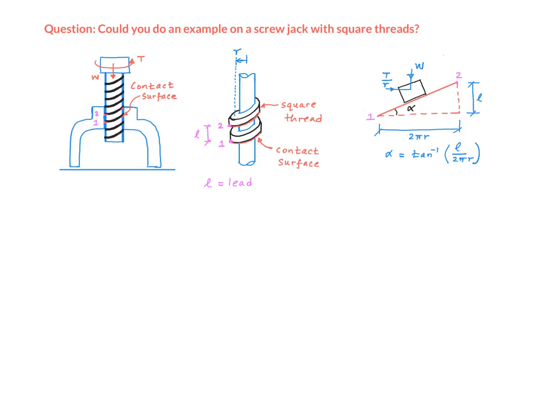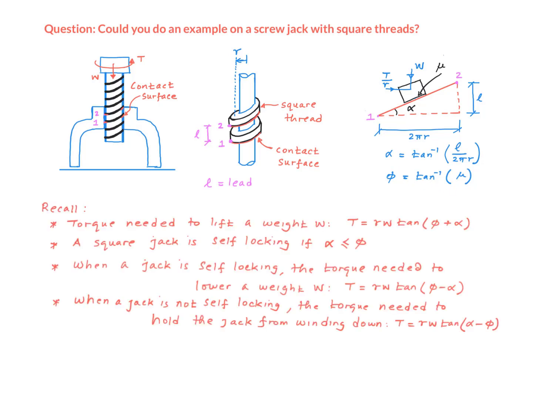Capital T here is the torque applied at the collar level. W is the weight that is sitting on the shaft, including the weight of the shaft itself. The angle alpha is given by this equation where little l is the lead, that is the vertical distance between points 1 and 2, and r is the radius to the center line of the square thread, right? If the coefficient of friction of this contact surface is mu, like shown in this picture, the angle of friction phi is related to mu by this equation.